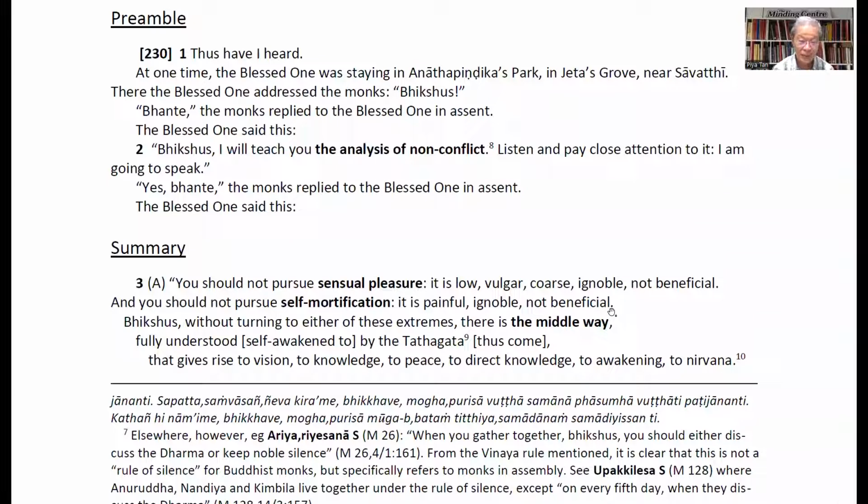And those of you who have been studying suttas, you know this sounds familiar, right? And you look at the next line. Without turning to either of these extremes, there is the middle way, fully understood or self-awakened to by the Tathagata, thus come. That gives rise to vision, to knowledge, to peace, to direct knowledge, to awakening, to nirvana. All right, there you are. So this is passage A.